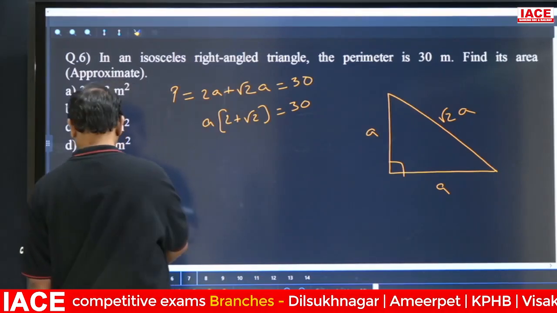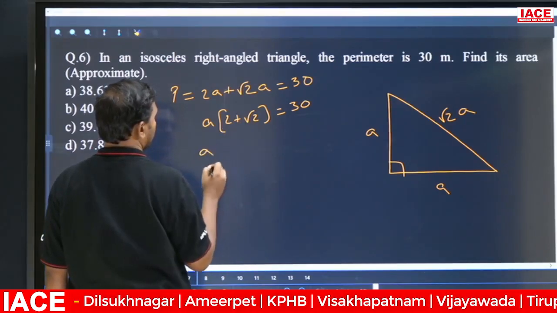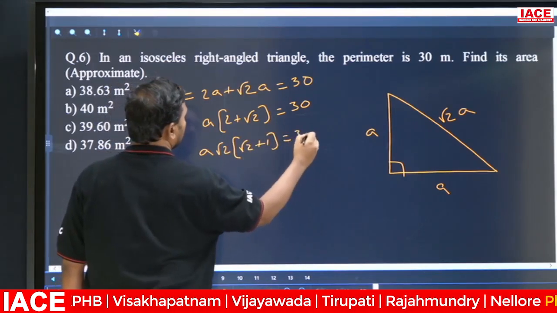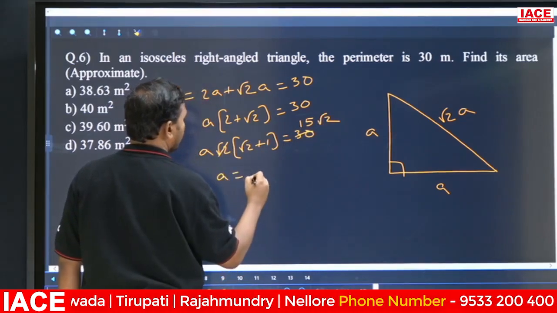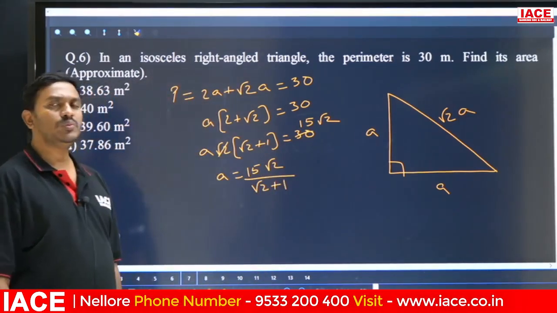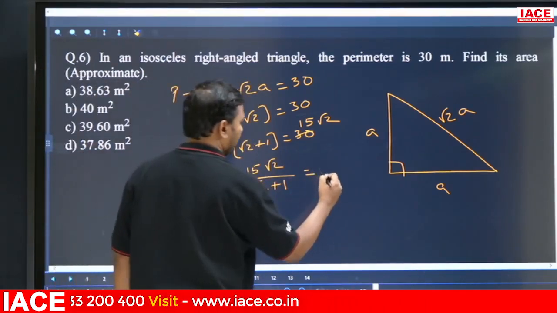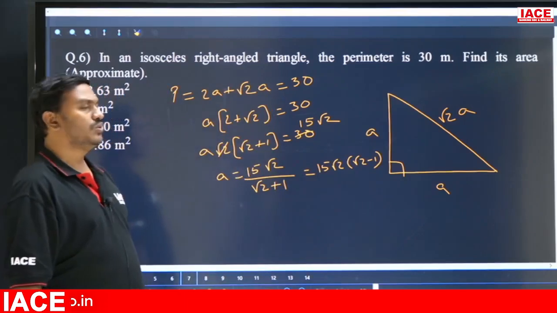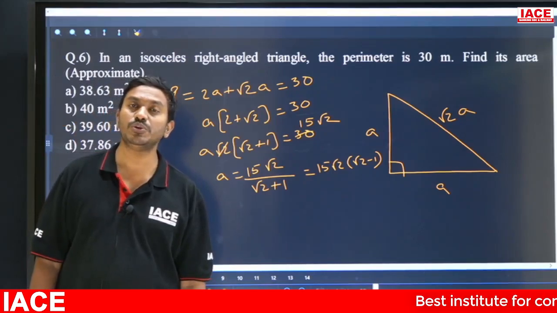Right, if you take root 2 as common, so a into root 2 into root 2 plus 1 equal to 30, so root 2 into 15 root 2. So a equal to 15 root 2 by root 2 plus 1. If you rationalize, what will come? The difference is 1, so simply 15 root 2 into root 2 minus 1. So a is 15 root 2 into root 2 minus 1.